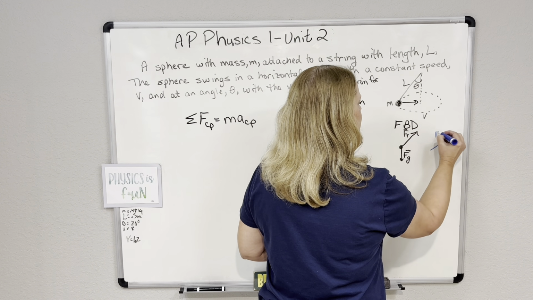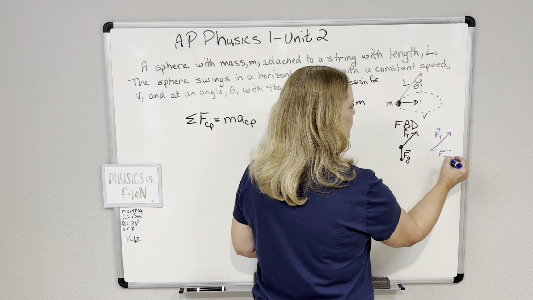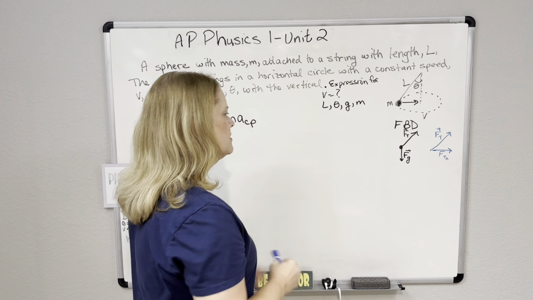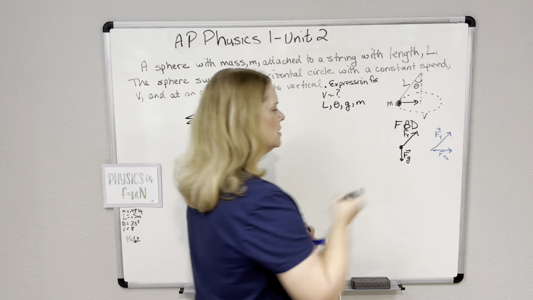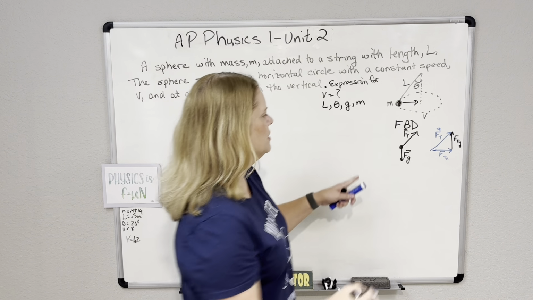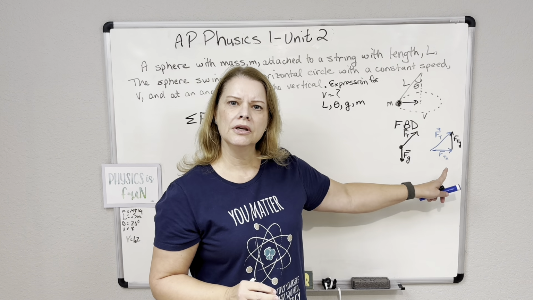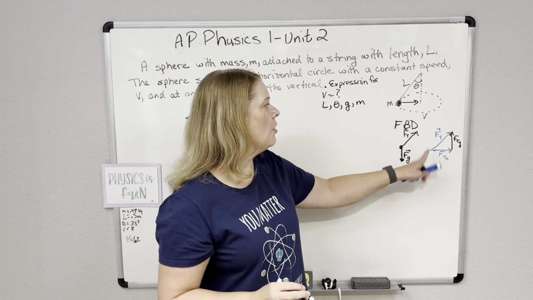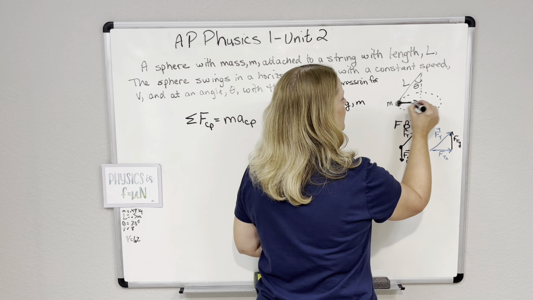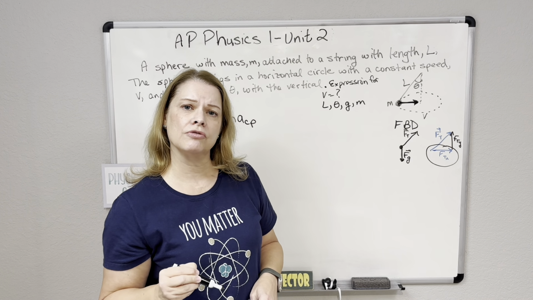I have my force of tension. I'm just redrawing this. It has an x component. That force of tension in the x is right here. And then it has this force of tension in the y that's here. Now, the force of tension in the y should be the same length as the force due to gravity. The only centripetal force I have, the only force that is center seeking, that is moving this thing in a circle towards the center, is this force of tension in the x direction.